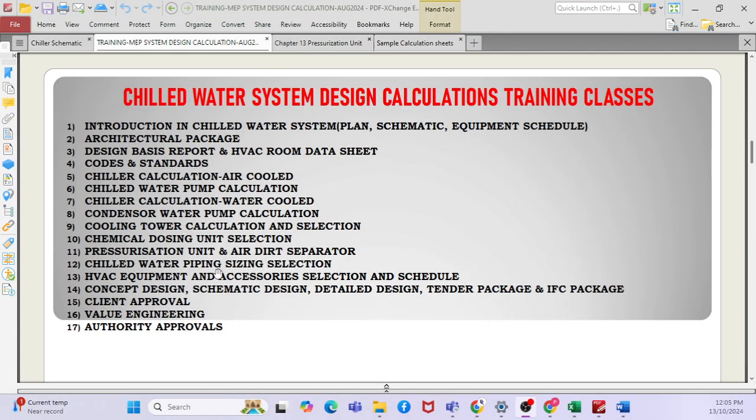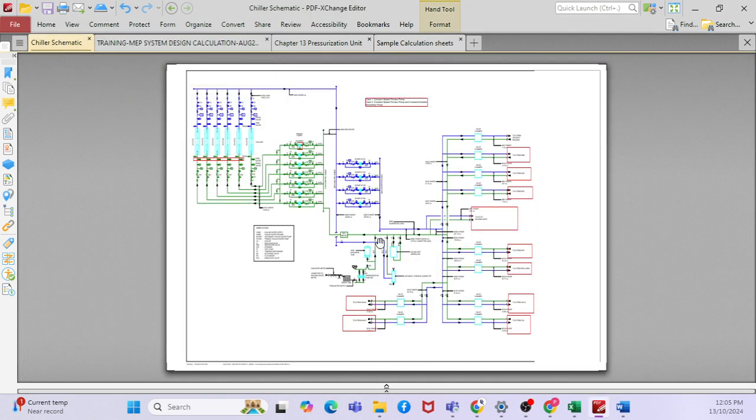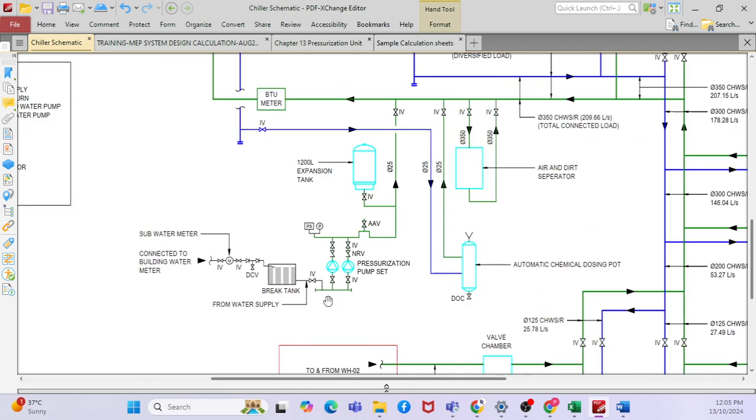Now we will discuss the pressurization unit. As we have seen previously, this is one of the chilled water networks, where you have different major components like chiller, pumps, AHU, FCU. Then you have different components. So this pressurization unit is one of the major equipment to maintain system pressure in the entire chilled water system.